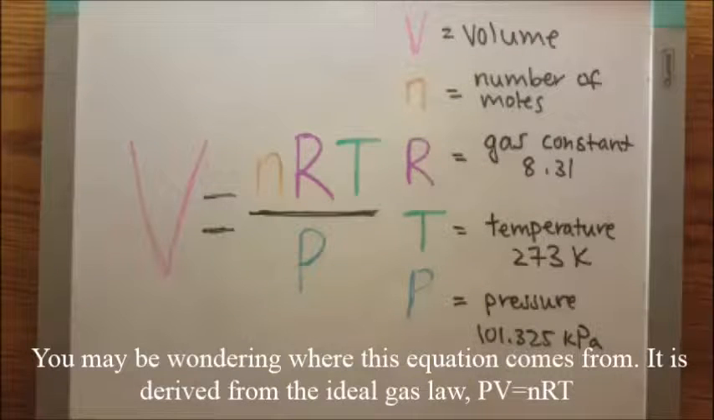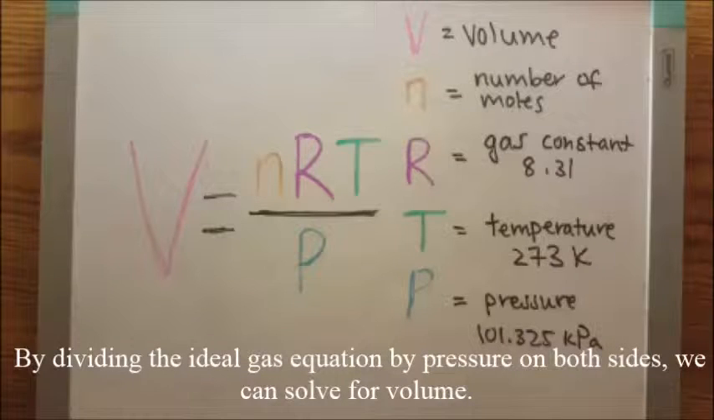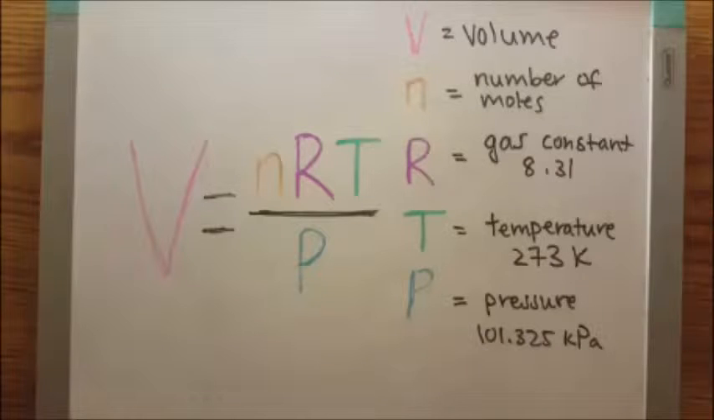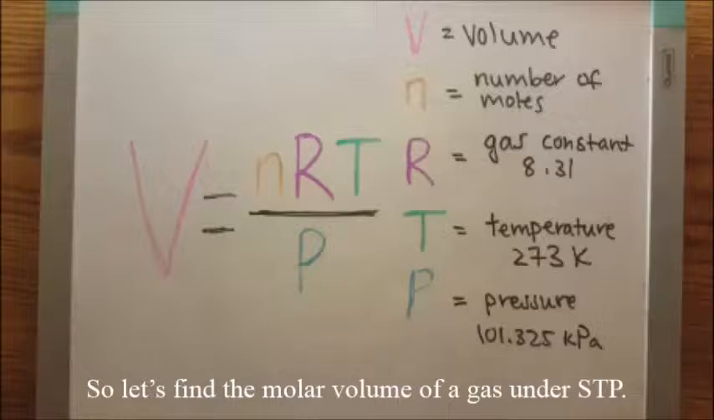You may be wondering where this equation comes from. It's derived from the ideal gas law, PV equals nRT. By dividing the ideal gas equation by pressure on both sides, we can solve for the volume. This means that you can find the volume of any gas if you are given its molar amount, temperature, and pressure. So let's find the molar volume of a gas under STP.